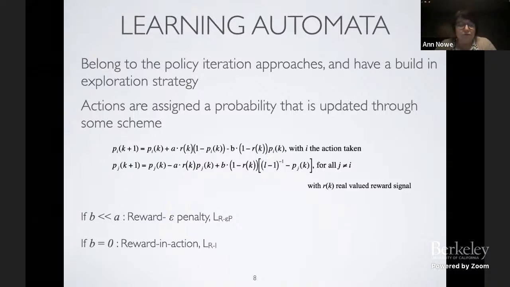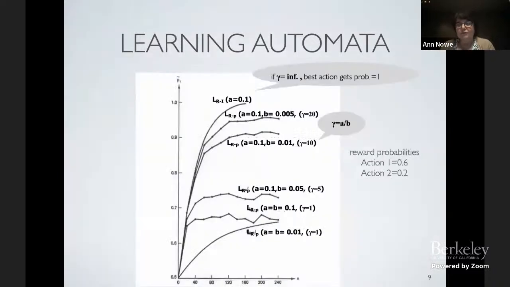And there's different variants of these reward schemes. So for example, A is the learning rate, so to say, based on a positive reward, so how much you want to reward. The B refers to penalizing the action. So that's another learning rate. And the ones that we are going to talk about here are the ones that we call reward in action. So that's basically where we put B equal to 0. And now I'm going to show you some typical learning curves.